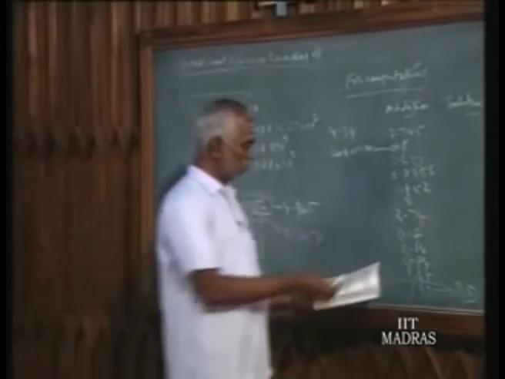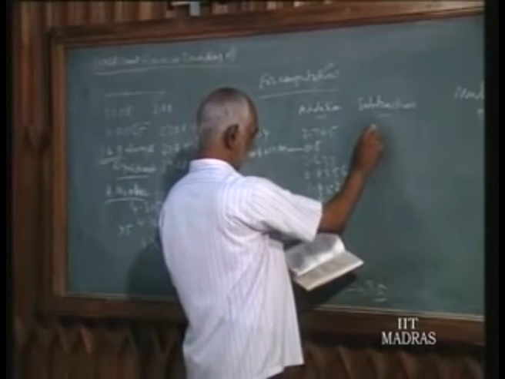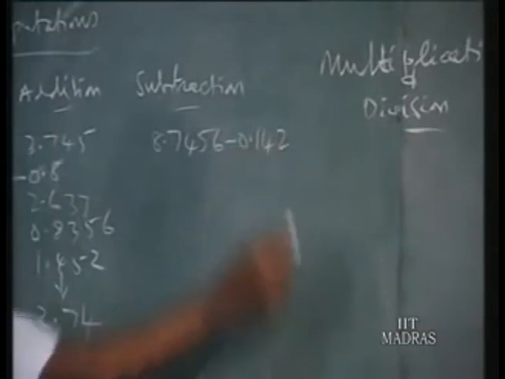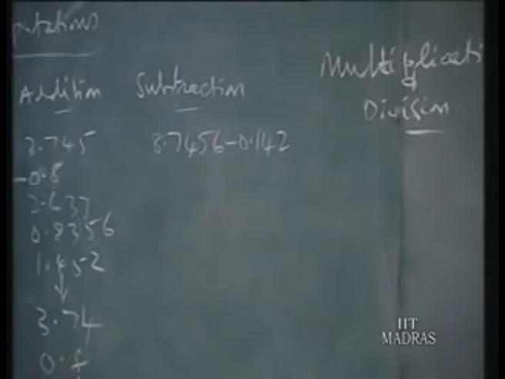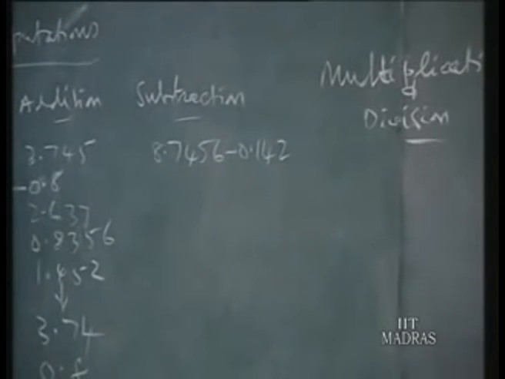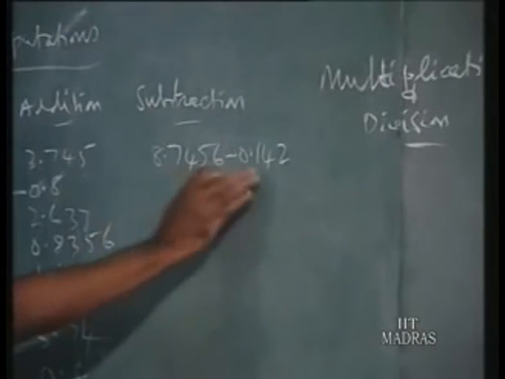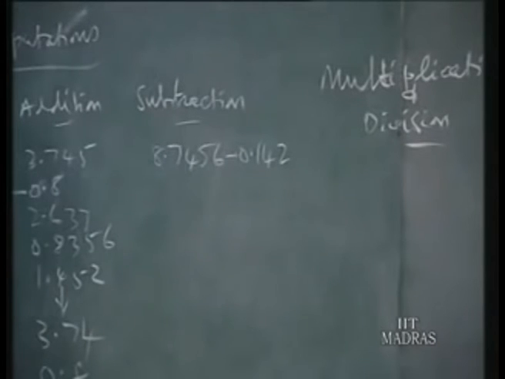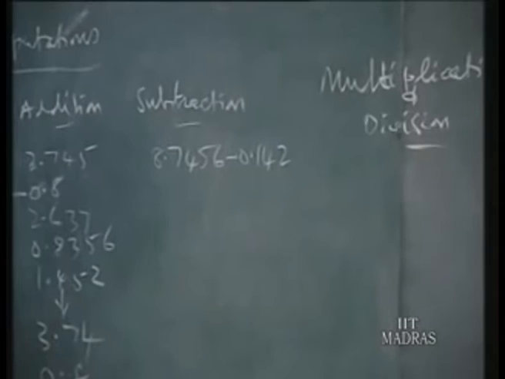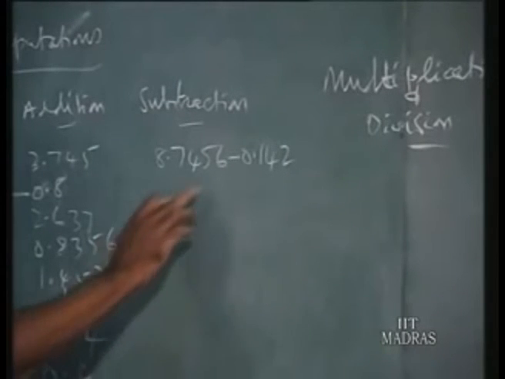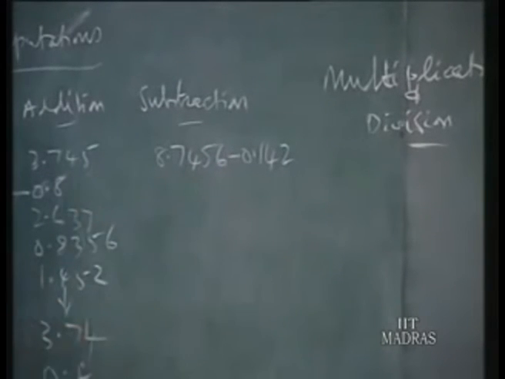For subtraction, suppose you have two numbers, 8.7456 minus 0.142. Subtraction involves only two numbers, whereas addition can involve any number of numbers. The rule is simple. If they have a different number of decimal places, identify the less accurate number, having fewer decimal places. Round off the other number to the same decimal place, and then subtract it and leave it as it is.